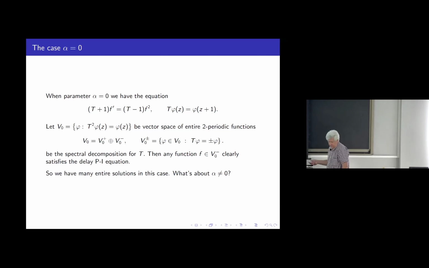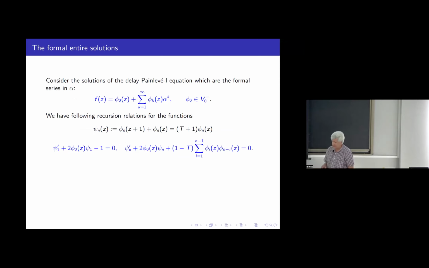2 pi periodic. So we have plenty of this, right? And we wanted to consider what happens with this solution when alpha is not zero, for example, for smooth, right? So the way we did it was quite natural. Let's assume that alpha is very small and consider a formal series solution in alpha.